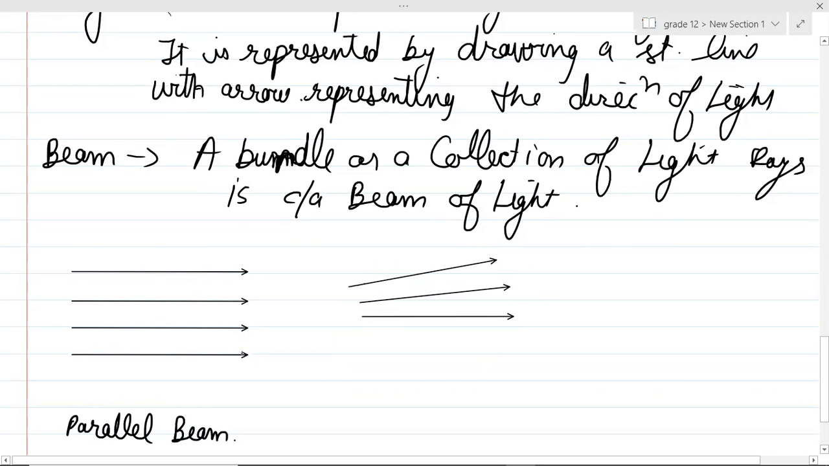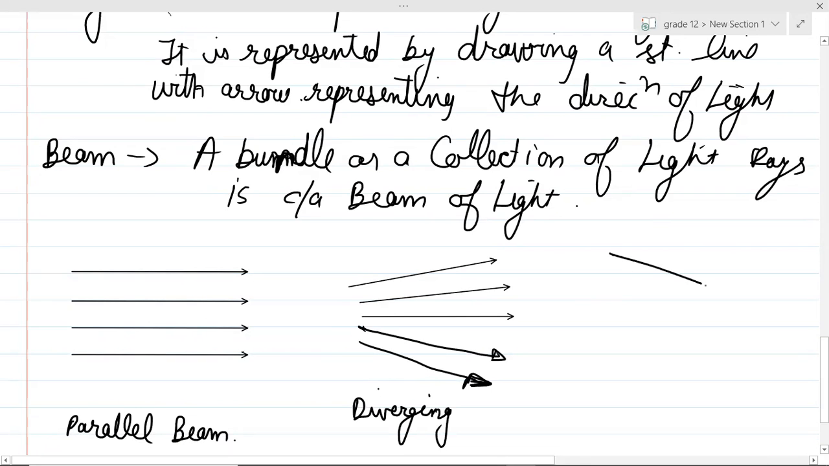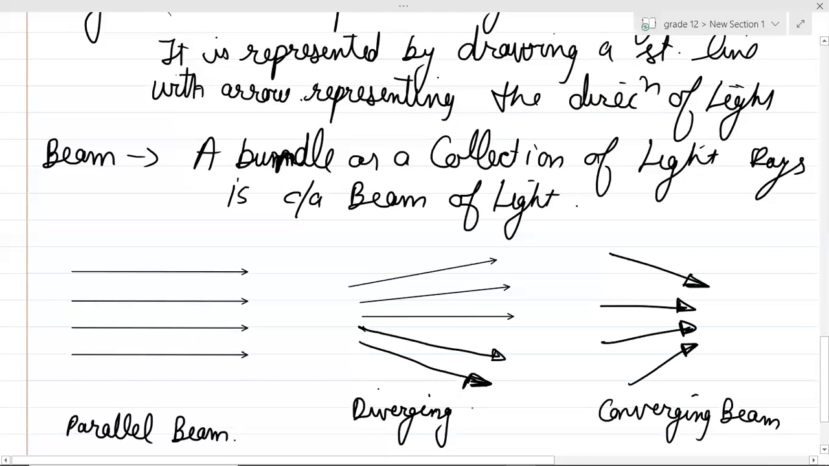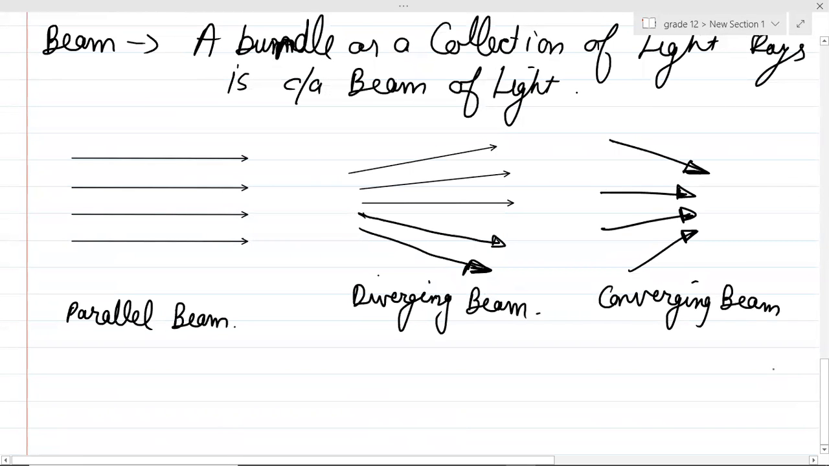And then, can you see this type of beam? This type of beam is basically called a diverging beam. A diverging beam is something which is diverging away from one particular point, right? And then after this we have what? This is a converging beam. Is it clear, guys? Three different types of beams. Clear?